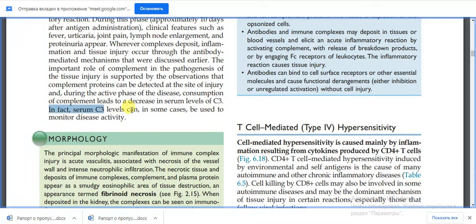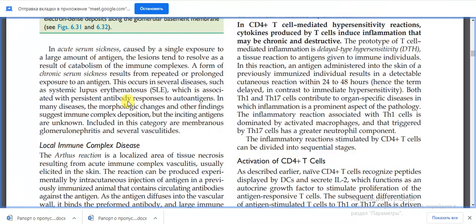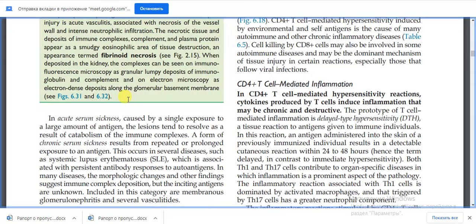In fact, serum C3 levels can, in some cases, be used to monitor disease activity. Decreased C3 levels mean that C3 splits out and antigen-antibody complexes are produced, and that's why we can see that C3 levels in the body are decreased. Very rarely is it used in clinical practice, but in this disease we have to check it.